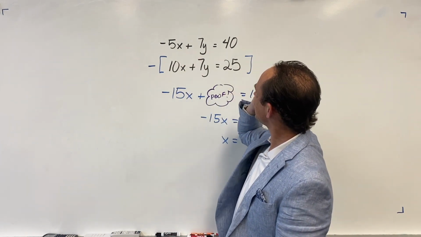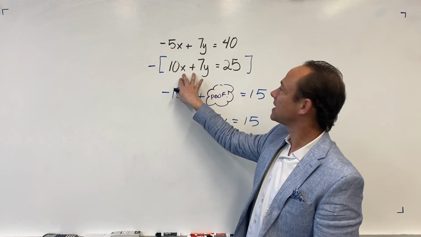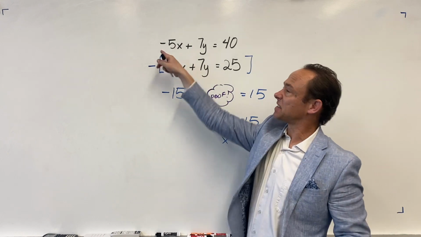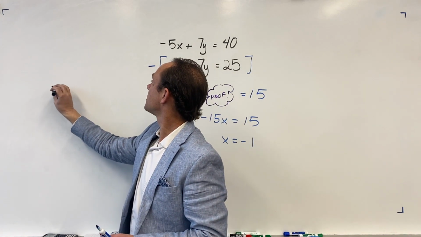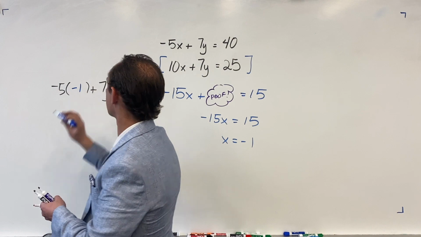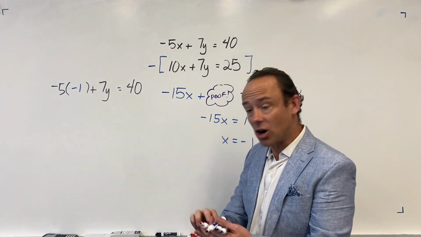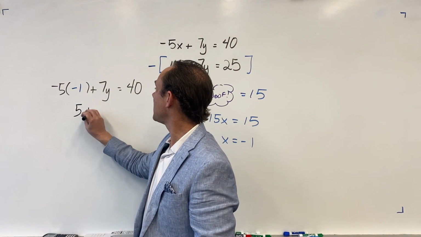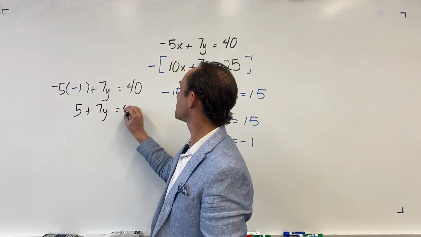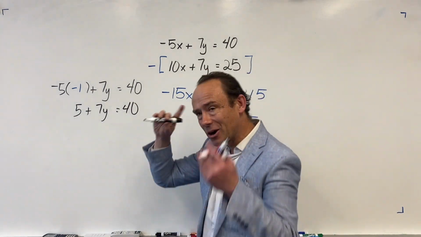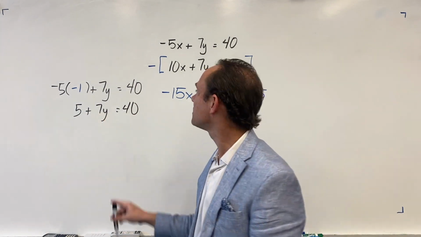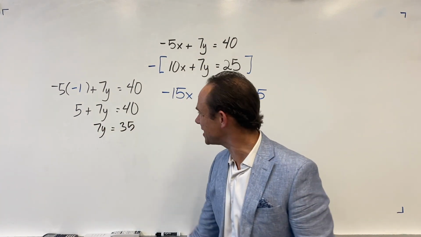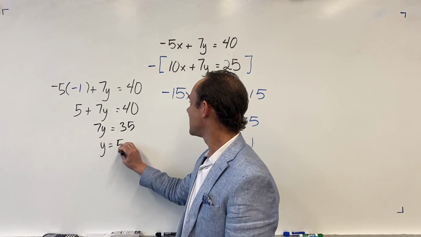I'm going to pick this one because I like this negative times a negative being positive. So here's what I'm going to do. I'm going to rewrite it. All right, and now I'm going to solve for y. Well, let's go get it. Negative times a negative is positive, so I got 5 plus 7y is equal to 40. I already see that y is going to have to be 5, but let's keep going here. So let's subtract 5 from both sides. Gorgeous. Divide by 7. And there we go.